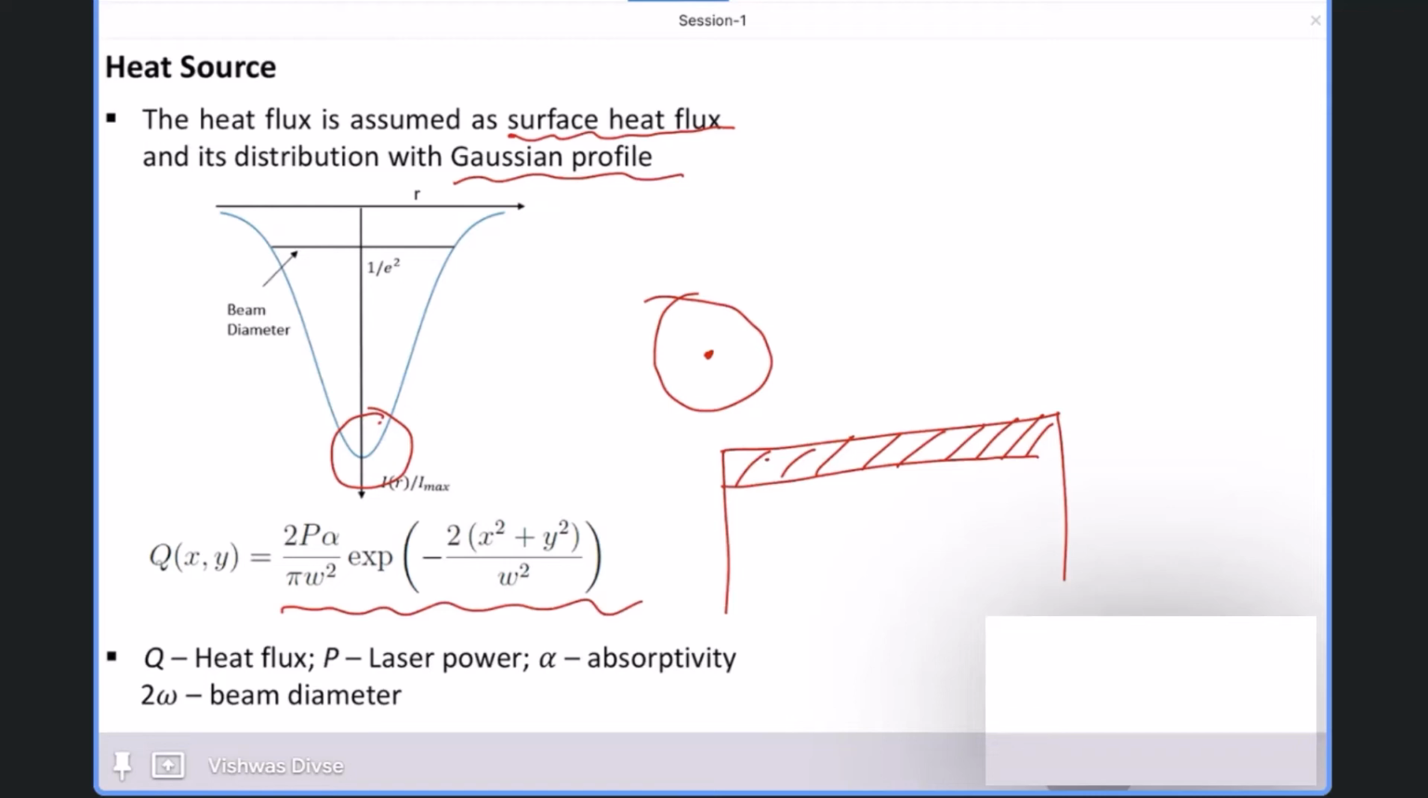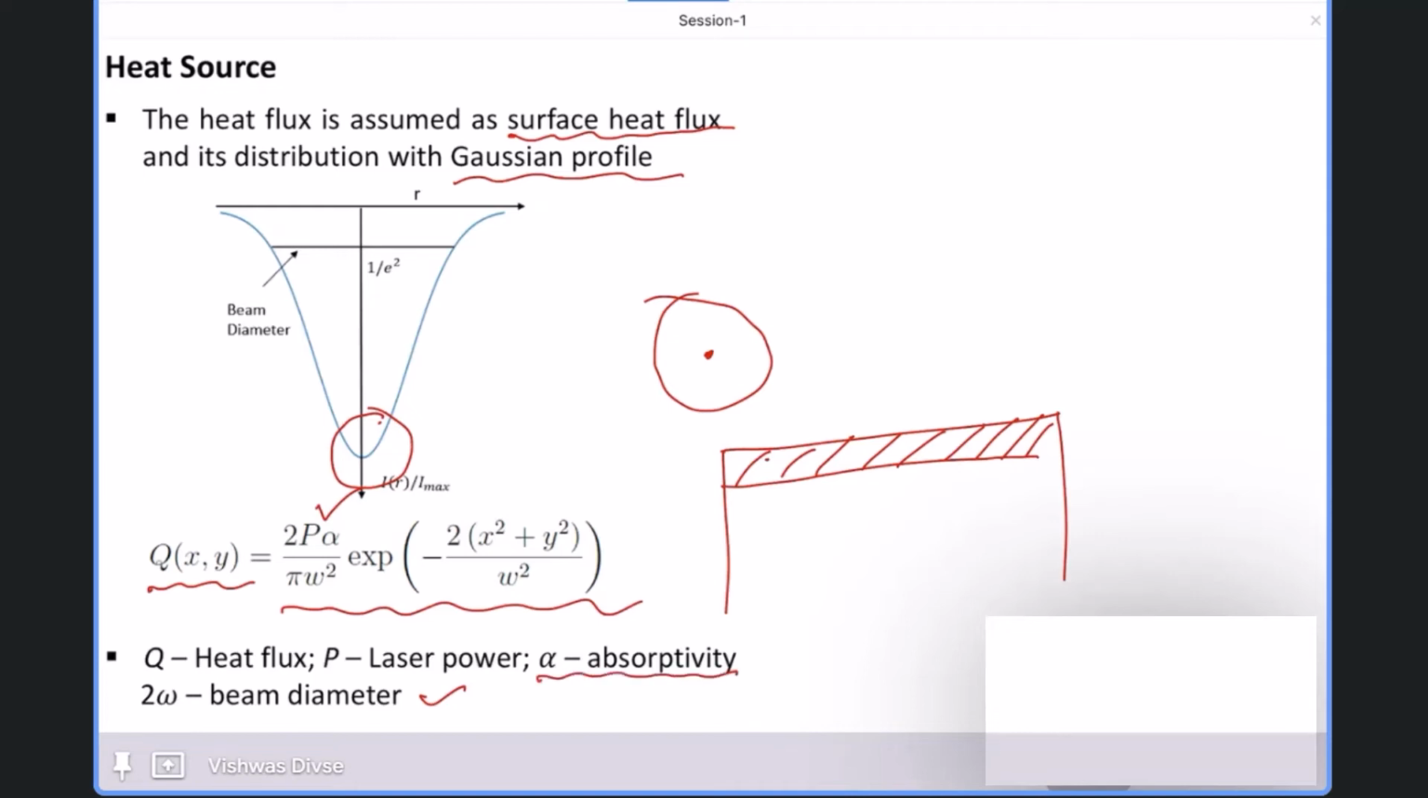So in this formula, Q is the heat flux. Heat flux is like joule per meter square, meaning the heat energy per area, as this is the surface heat flux. P denotes the laser power. Omega, already stated here, 2 omega is the beam diameter, so omega is the beam radius. Alpha is the material parameter, absorptivity.